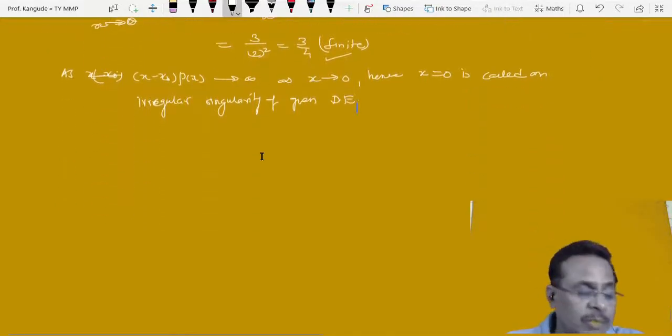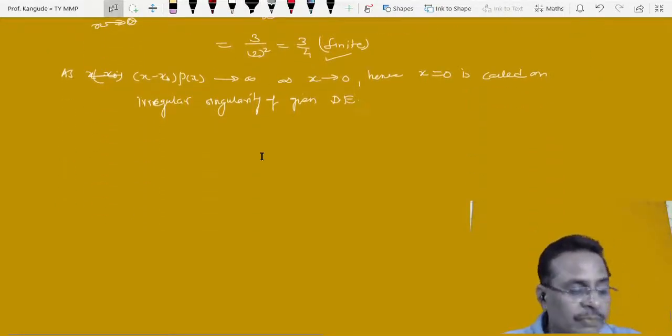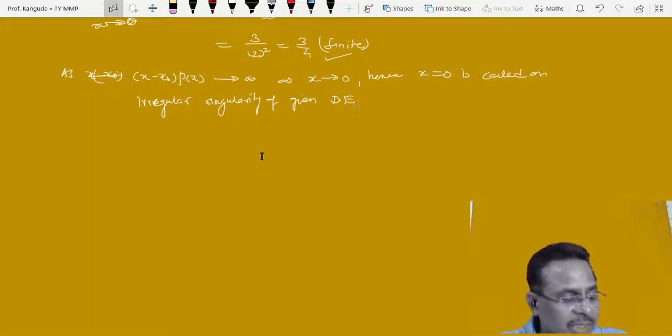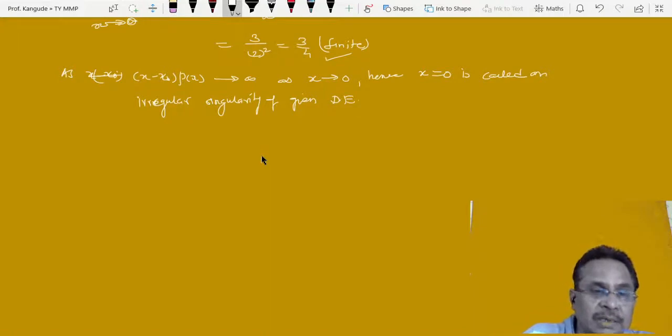So these three problems may make it clear how to go about calculating the singularity of a given differential equation. Along with that, there is one small derivation remaining. We are not going to cover everything here, so I am just going to mention how to test singularity at infinity. So the next part is singular point at infinity.